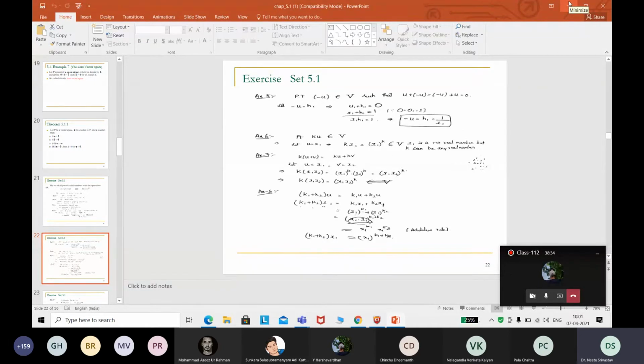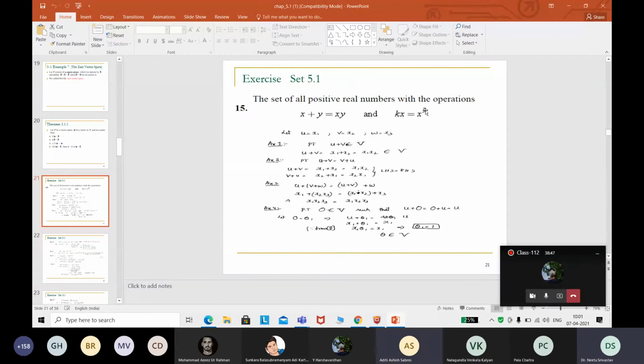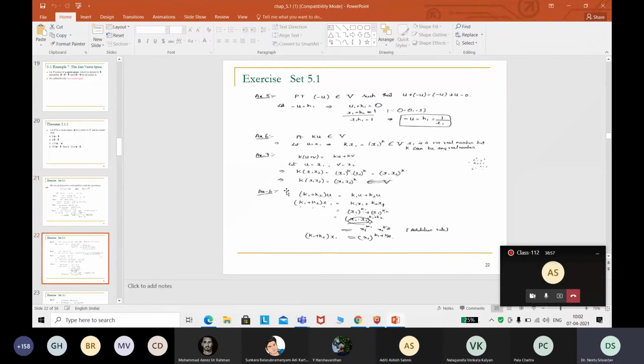Ma'am, so we're just trying to prove the new axioms with the ones that we have already learned. Yeah, then only you can show that it is a vector space. Here it is given that this is the set, and you have to show that it is a vector space. Okay, ma'am, we are taking from 5.1 only. Yeah. So now the eighth axiom is this only: k1 plus k2, add two scalars, multiply with u is equal to k1u plus k2u.